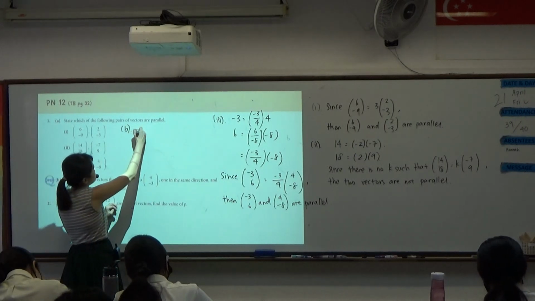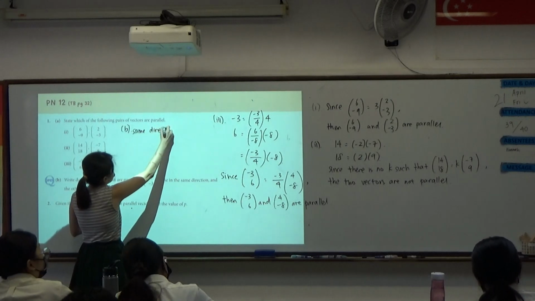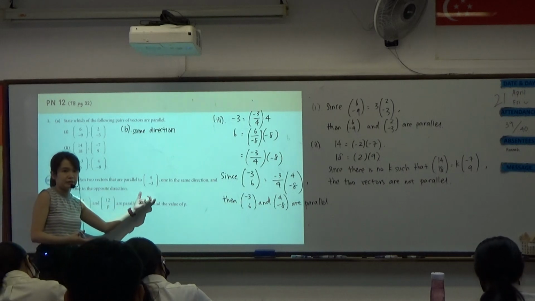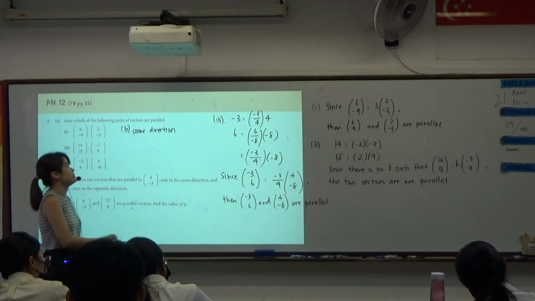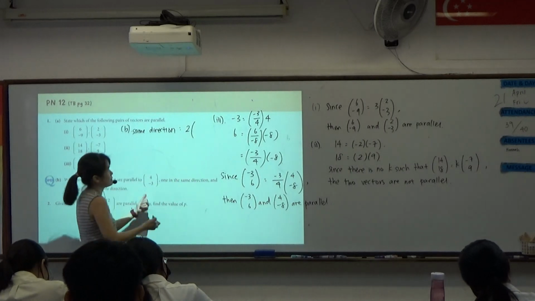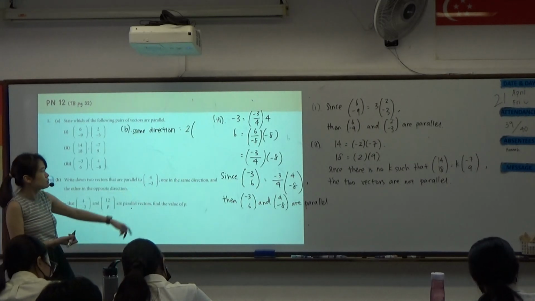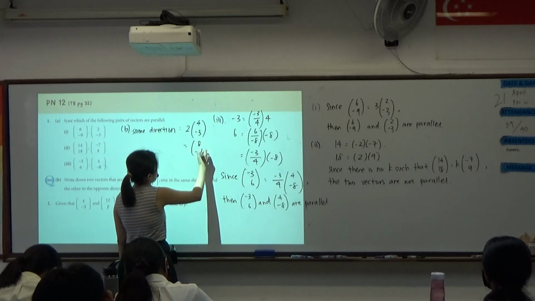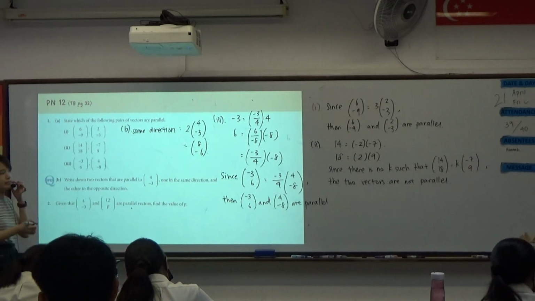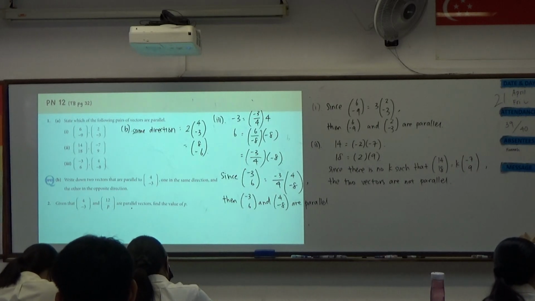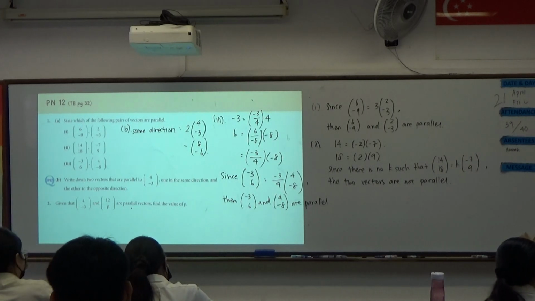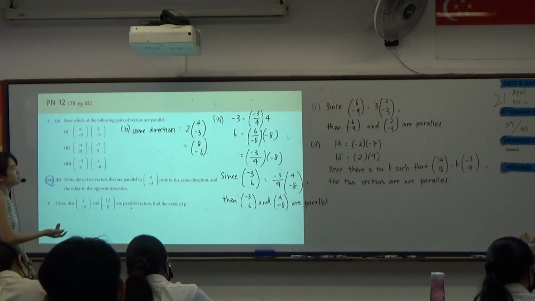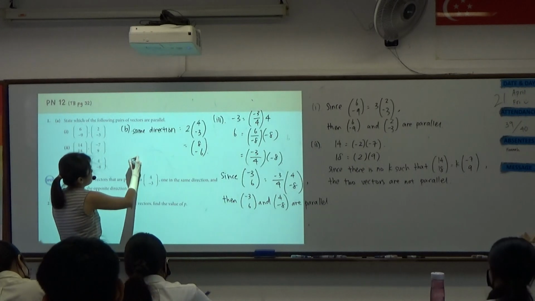If I want something in the same direction, the easiest one will be to give me the same vector. Otherwise, we could always just do a scalar multiplication of a positive number on 4, -3, such that we get 8, -6. That's one example. If you want to multiply by 1000, also okay. Or you want to multiply by a fraction, also okay, so long as it's a positive number.